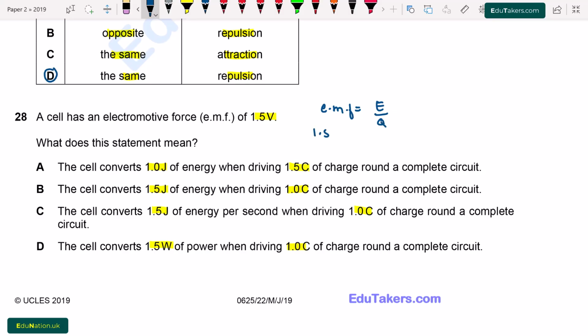EMF is 1.5 volt. It means that there will be 1.5 joule per coulomb, which shows that energy is 1.5 joule and charge is 1 coulomb. So from here, option B is correct, which shows that the cell converts 1.5 joule of energy when driving 1.0 coulomb of charge round a complete circuit. So B is correct.